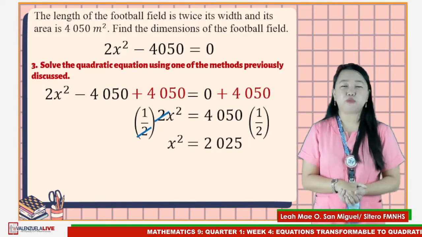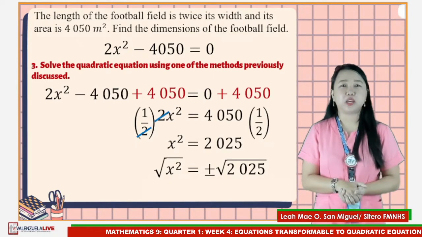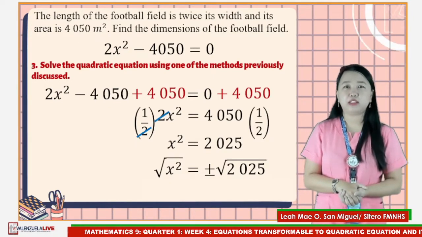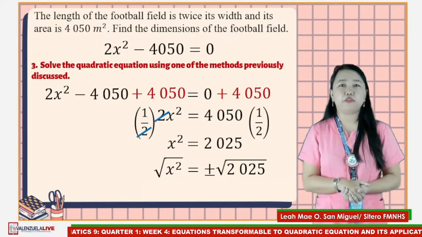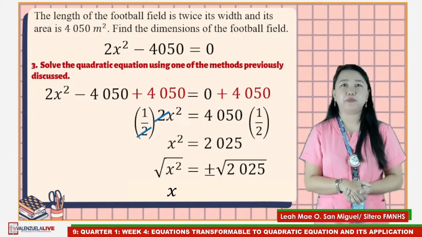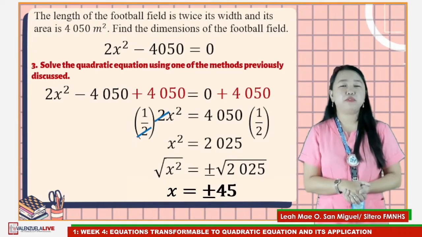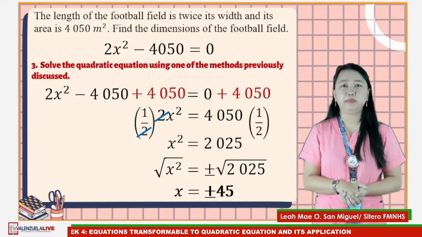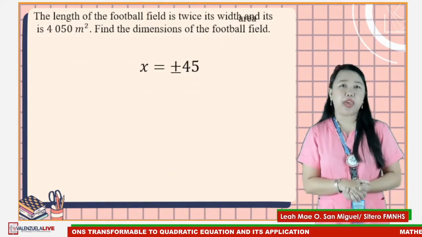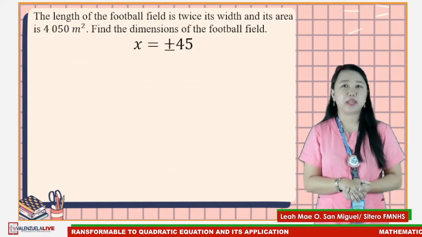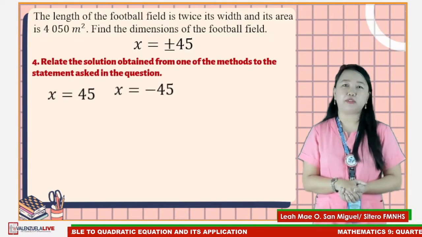Get the square roots of both sides of the equation. Square root of x squared is equal to positive and negative square root of 2,025. Square root of x squared is x, and square root of 2,025 is positive and negative 45. We have the two values of x, which are positive 45 and negative 45.